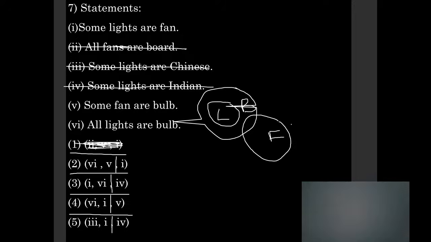And now in this diagram, you should check whether the first one follows or not. The first one means some lights are fan. So here lights and fans are not intersecting. As they are not intersecting, this is also wrong. So the second one is not our answer. Next, you should take the third one. Let us check the third option.